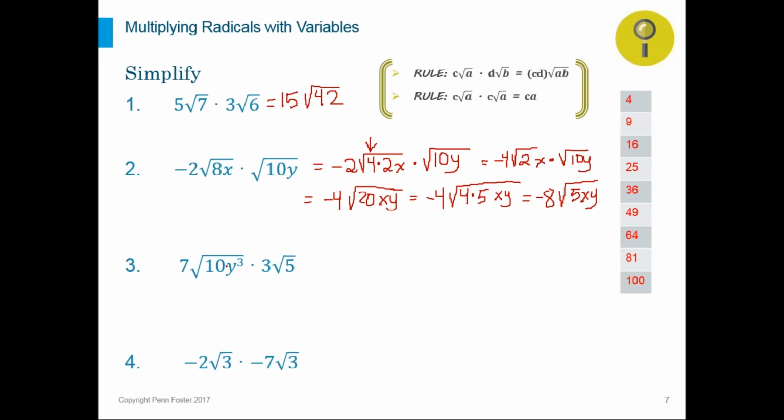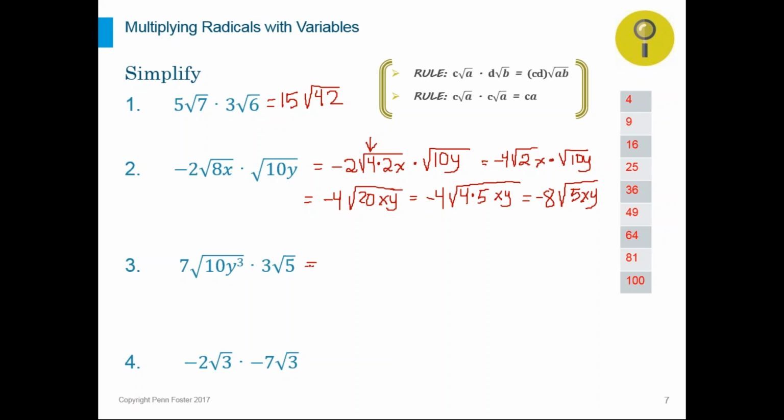Okay, let's move on to 3. So we have 7 times the square root of 10y cubed times 3, the square root of 5. The only difference here, or the only step up that we have in that question, is the variable now has an exponent. If you remember from last webinar, we said any variable under the square root sign that has an odd power, we need to break down that power to an even and an odd power, and then take the square root of the even power by dividing it over 2. Let's do that together. It's hard when I just talk about it.